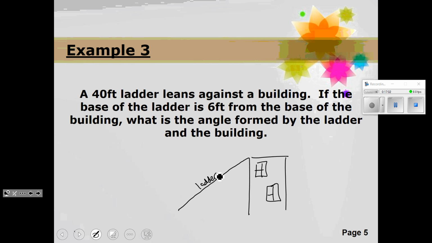If the base of the ladder, what does base of the ladder mean? The bottom of the ladder is 6 feet from the base of the building. So from the bottom of the ladder to the building is 6 feet.